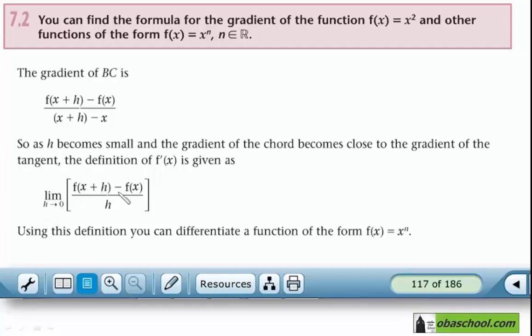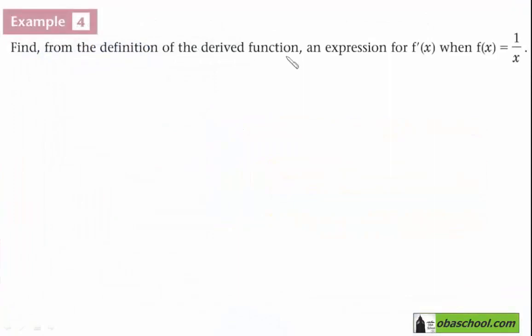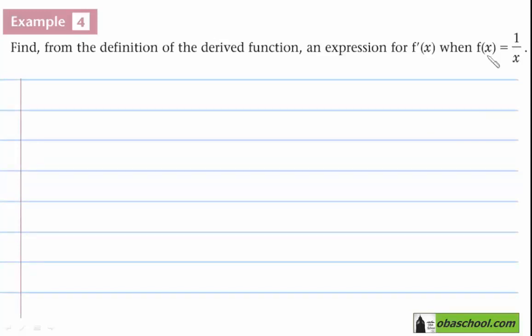Then the definition to find the derived form is the limit as h tends to 0 of f of x plus h minus f of x, divided by h. Let's use this definition to work out example 4, page 118. Find the definition of the derived function and an expression for f prime of x when f of x equals 1 over x. This is the reciprocal, and we have to remember 1 over x is the same as x to the power minus 1.